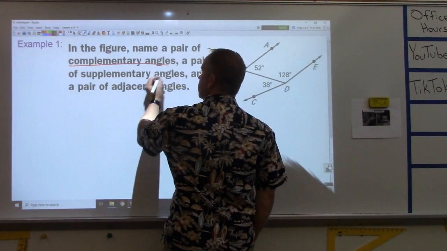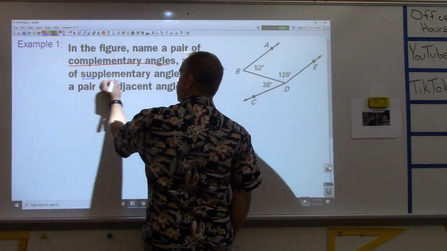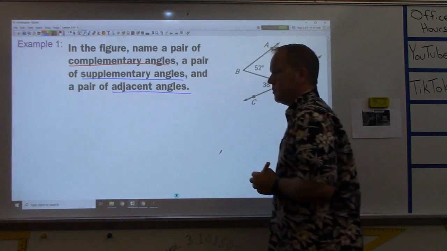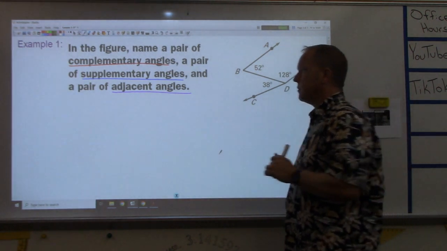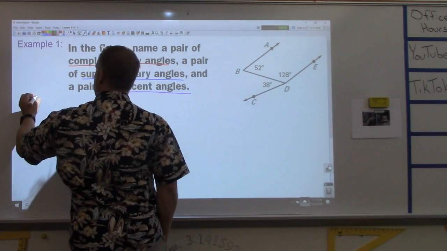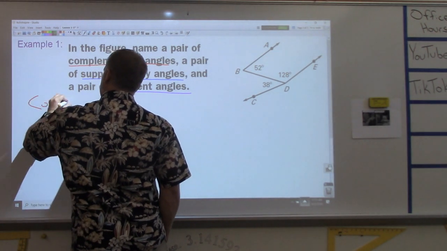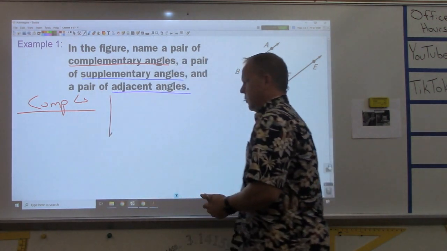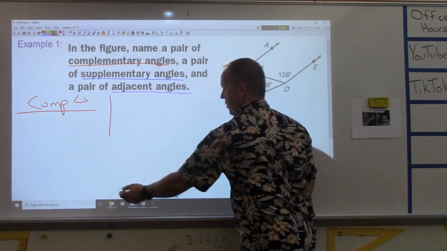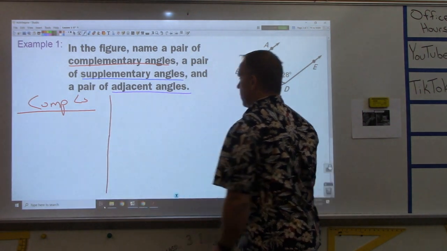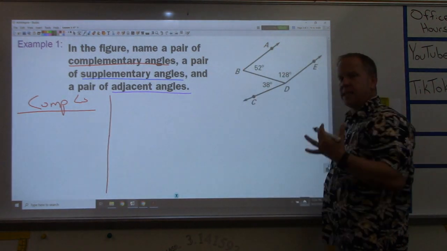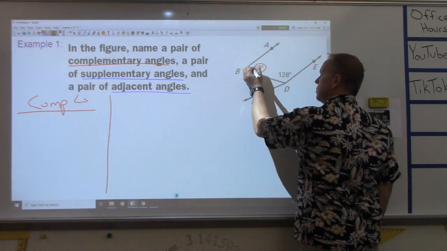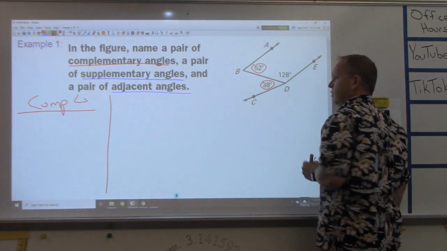Example 1, I got this weird looking figure over here, but simply they want me to find the complementary angles, they want me to find supplementary angles, and they want me to find adjacent angles. So I'm going to do just that. I'm going to start off at the very beginning with complementary angles. I'm going to look at that diagram, and I'm going to ask myself, since there's some measurements up there, are there any numbers here that add to 90 degrees? In fact, there is. 52 plus 38 is 90 degrees.